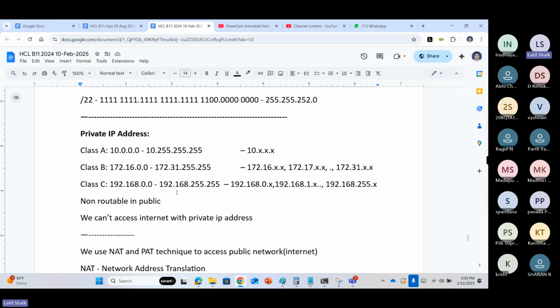Private IP addresses are non-routable in public, meaning within your network you can communicate with each other. In private you can communicate, but to communicate publicly, we need a public IP address. Public IP addresses are paid, meaning you have to purchase a network, either a subnetted network or a full network, and only then can your devices communicate publicly.